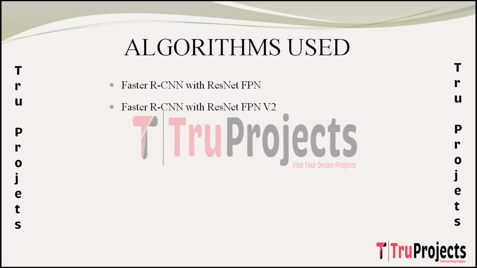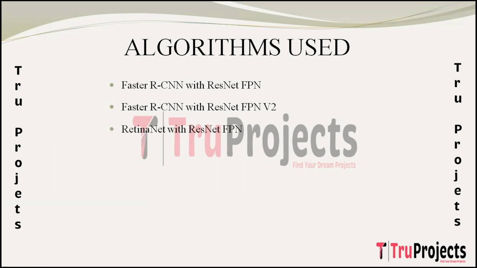The next algorithm built is Faster RCNN with ResNet FPN V2. Building upon the Faster RCNN framework, version 2 incorporates improvements in the ResNet FPN architecture. ResNet FPN V2 enhances feature extraction and representation, contributing to more robust and accurate defect detection. The advancements in the FPN architecture make it a suitable choice for handling intricate patterns and variations in PCB images, aligning with the project's goal of achieving high-precision defect detection.